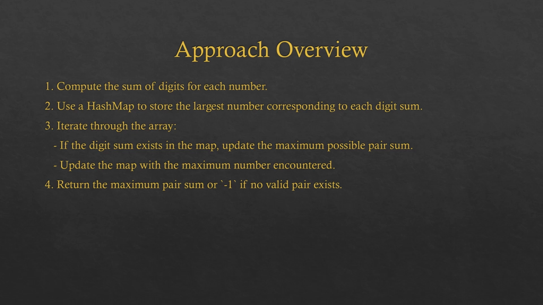Now let's discuss the approach to solve the problem. First, we compute the sum of digits for each number in the array. Next, we use a hash map to store the largest number corresponding to each digit sum. As we iterate through the array, if the digit sum already exists in the map, we check if the sum of the current number and the stored number is greater than the current maximum pair. Finally, we return the maximum pair sum or -1 if no valid pair is found.